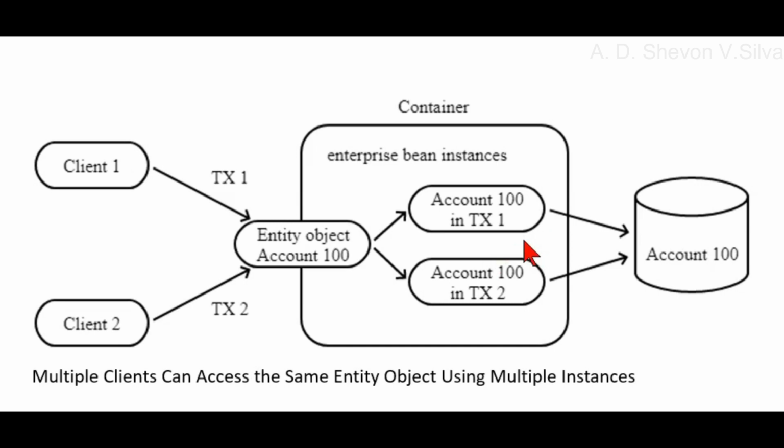The commit time options B and C in commit options apply to this type of container. So commit option B is: the container caches a ready instance between transactions. C is: the container does not cache a ready instance between transactions.